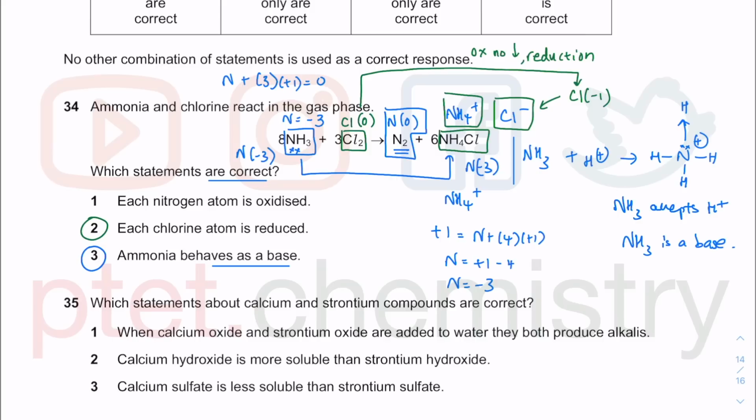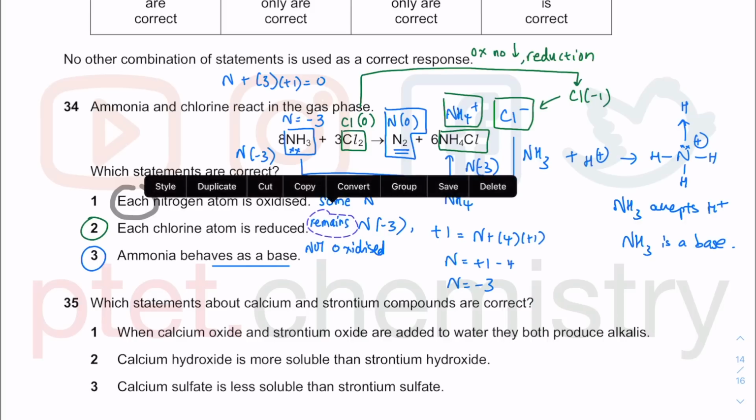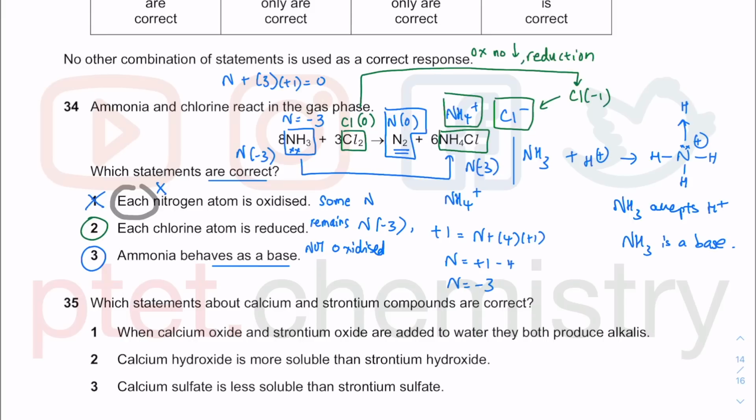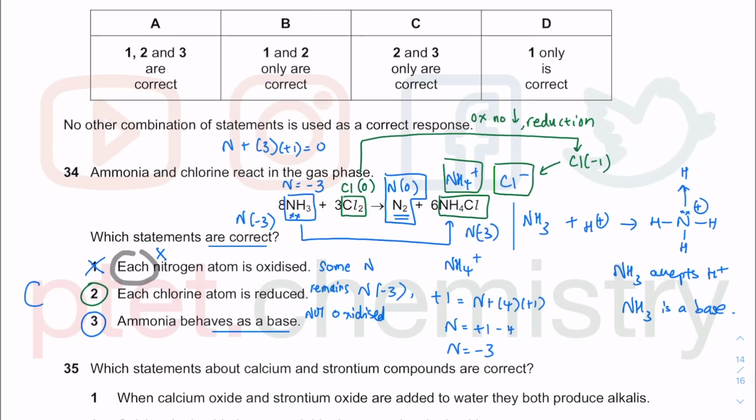But what is wrong with this sentence is 'each'. Each is wrong because some nitrogen remains nitrogen -3. That means not oxidized at all. So be very careful about what we are saying. Perhaps I can just move that a little bit because it looks like I'm running out of space. So in fact number 1 is definitely wrong because not all the nitrogen gets oxidized to form nitrogen 0 in the N2 molecule. Some of it remains unoxidized after all. So 2 and 3 are correct. That's going to be 2 and 3, option C there.